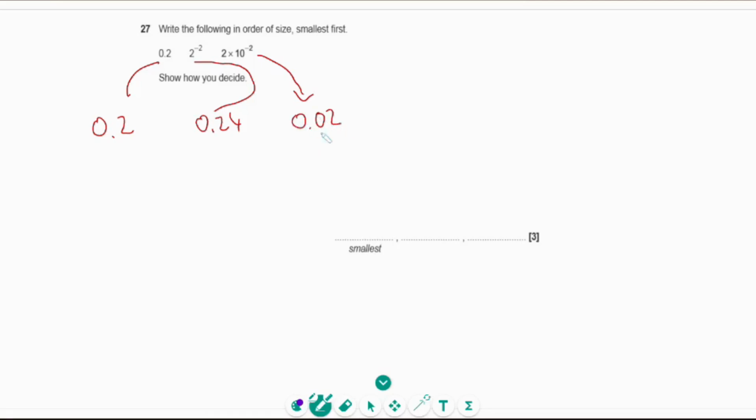So the smallest is this one, 2 times 10 to the minus 2. Then it is, why did I put 0.24 here? I just say 0.25. The middle one is 0.2. And the largest is 2 to the minus 2.